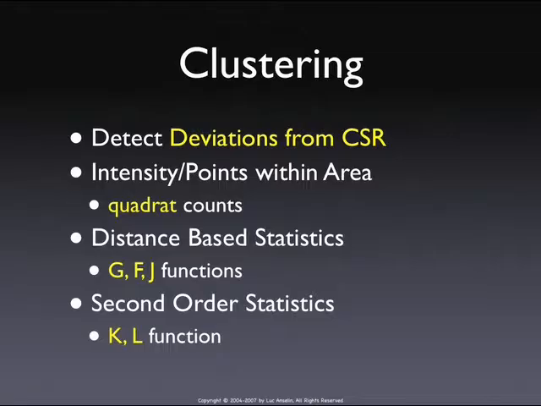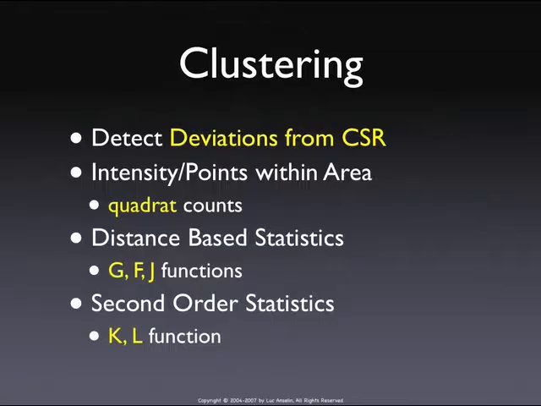The second way to approach this is that under spatial randomness, the locations of the points, of the events, follow a particular distribution. And that distribution has certain characteristics about the distances between the events.